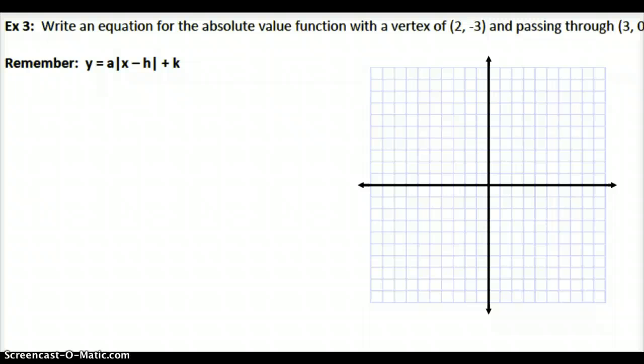So now we did some graphing. This example wants us to write the equation for the absolute value function with a vertex of (2, negative 3), passing through the point (3, 0). So I'm going to plot this. (2, negative 3) is my vertex, and it's passing through the point (3, 0), so this point here. So my vertex is (2, negative 3). So my h is 2. My k is negative 3.